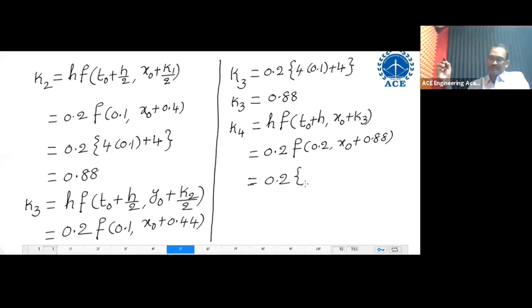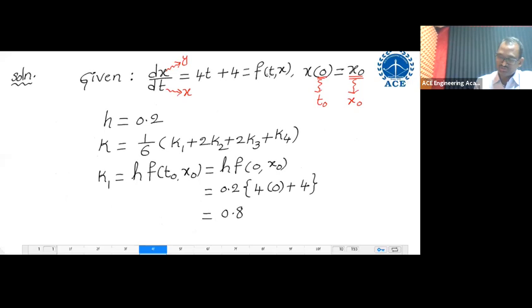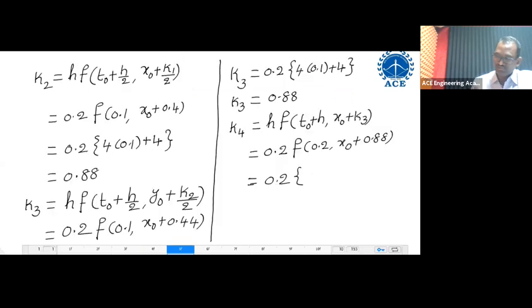So it is f of 0.2 comma y naught plus 0.88. In place of t, 0.2. 4 into 0.2 plus 4. There is no x there. So what is K4? Simplify and let me know its value. What is K4? 0.96.